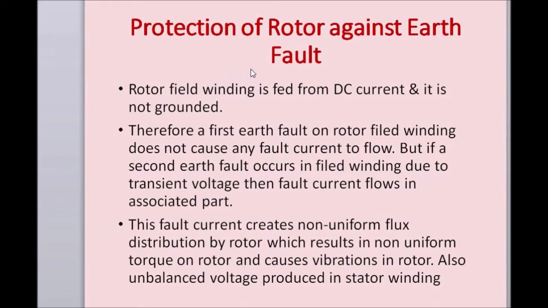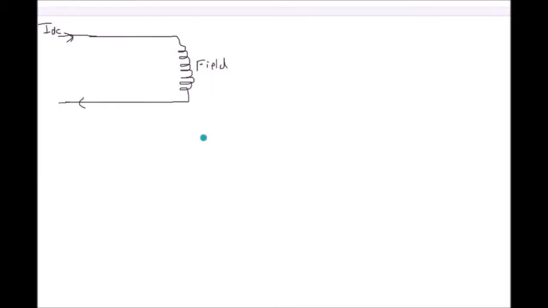In this lecture, we will discuss protection of rotor against earth fault and then protection of rotor against loss of excitation. We know that the rotor of an alternator carries a field winding, and that field winding is supplied by a DC current. So this field winding of the rotor is not grounded, and the core of the rotor is also not grounded.